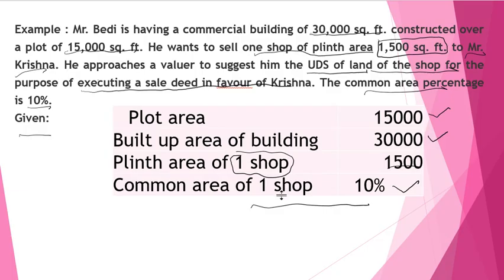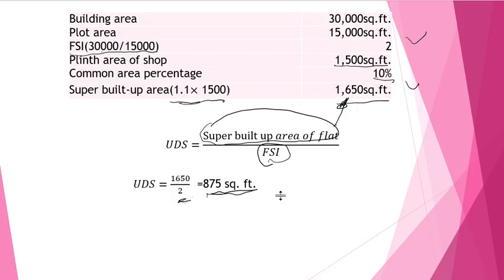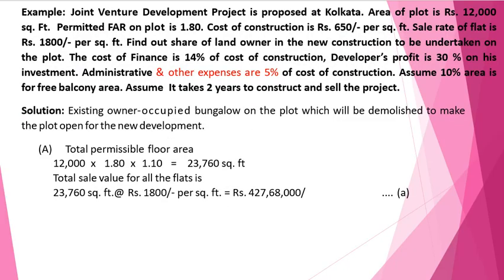So you find UDS in this way. You know the formula for UDS, undivided share of land. In the sale deed, this area will be mentioned as undivided share of land. Another question will make things more clear to you.